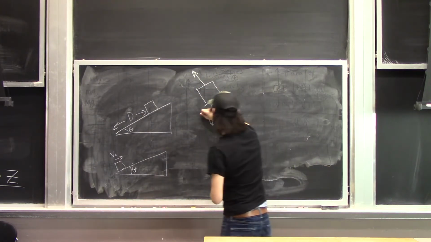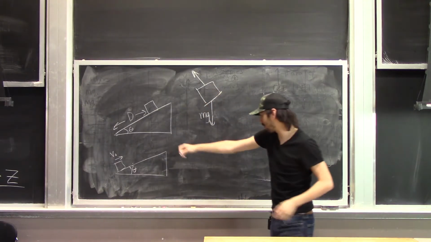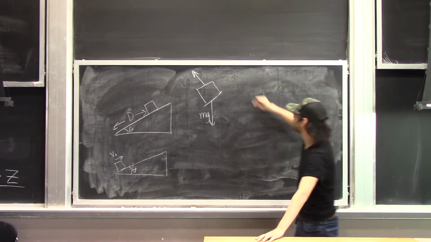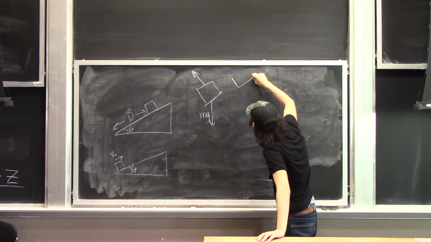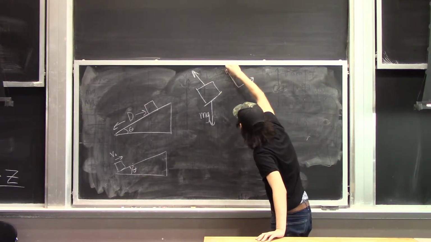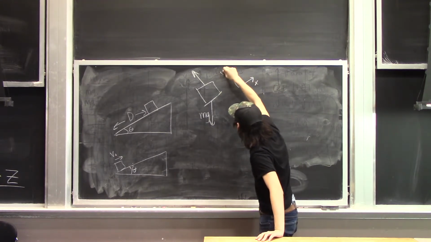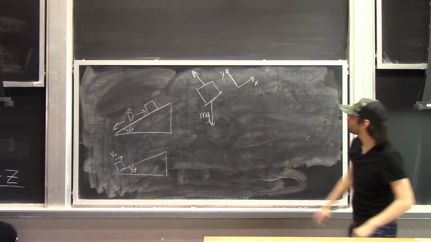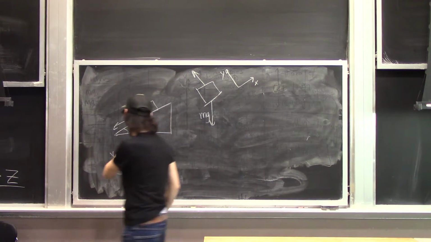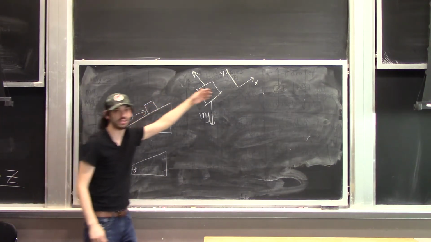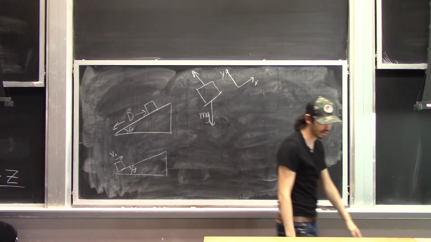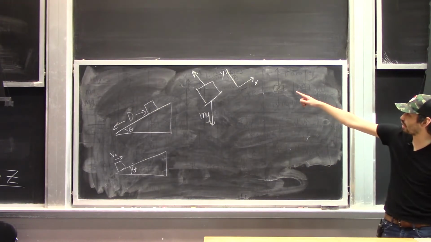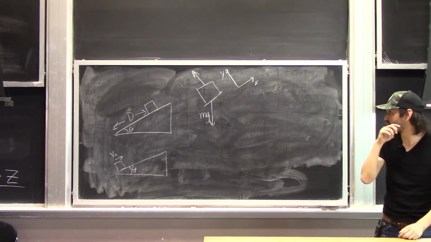Now that we have our free body diagram and our picture, we can draw a coordinate system. A convenient coordinate system is going to look like this. This is going to be the x direction, and this is going to be the y direction. The reason I choose this coordinate system is that the direction of motion is only along one of these axes. In this case, it's only along the x-axis, and the y-axis doesn't have any motion in that direction.